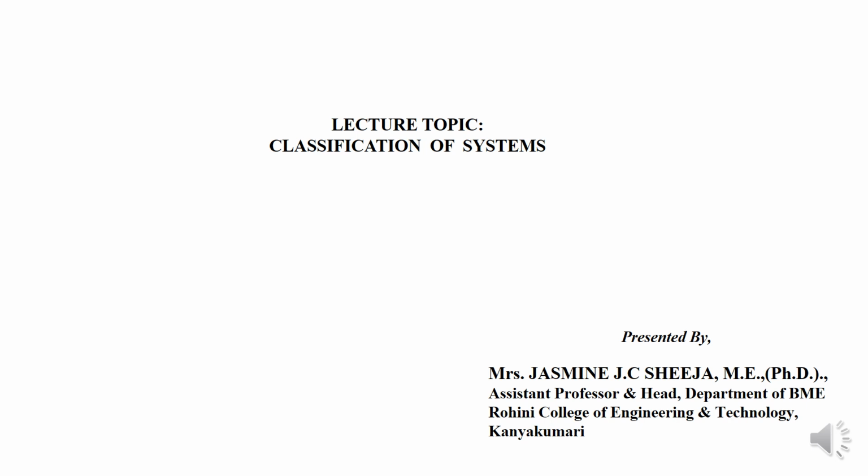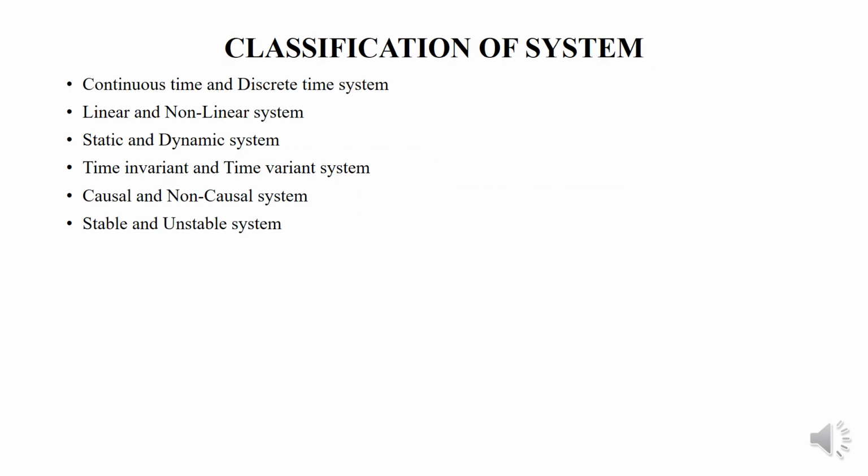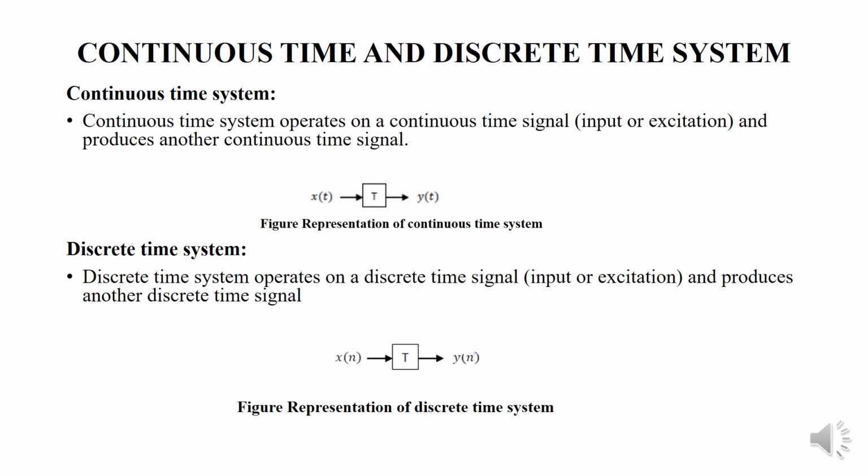Now we can see the classification of systems. On completion, the students can classify the continuous time systems based on property, and they can also classify the discrete time system based on properties. Now the systems are classified into continuous time and discrete time system, linear and non-linear system, static and dynamic system, time invariant and time variant system, causal and non-causal system, stable and unstable systems.